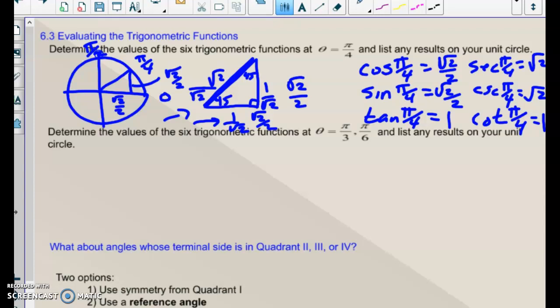Determine the values of the six trigonometric functions at pi over 3 and pi over 6, and list any results on your unit circle. So again, we're going to go over here.